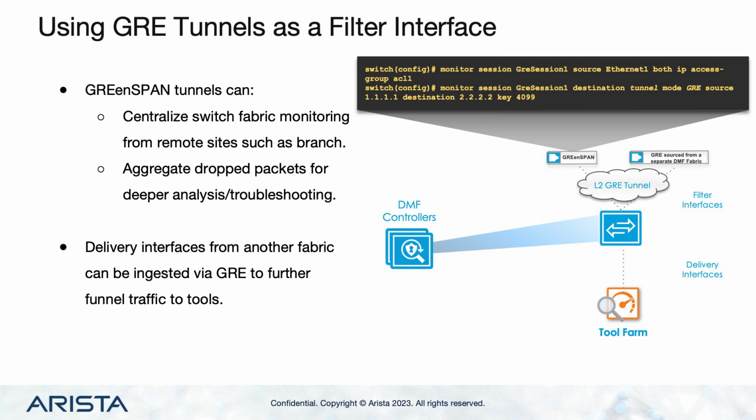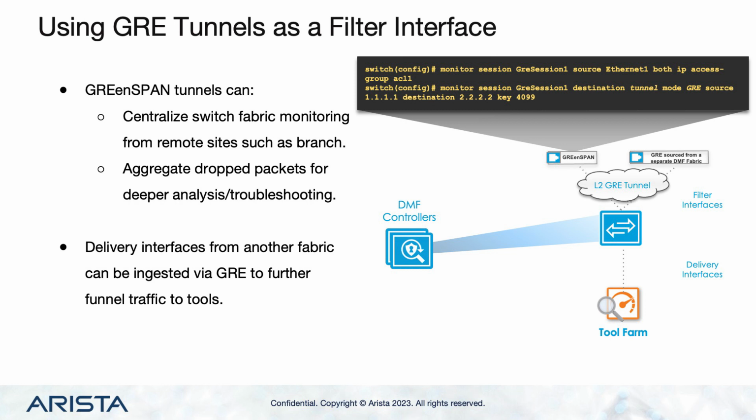This can come in handy when you want to monitor remote sites, such as branches or a small remote data center, where it wouldn't make sense to have a dedicated DMF filter switch. Getting a bit more creative, we can also send dropped packets from select monitored switches via GRE into the fabric for analysis. This can be beneficial in testing the security of a network, or troubleshooting to gain greater visibility into why the packets are being dropped.